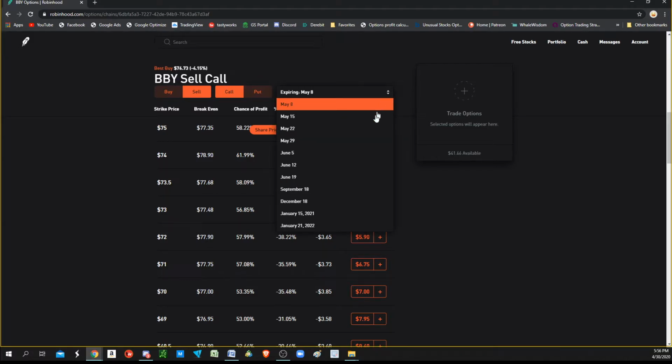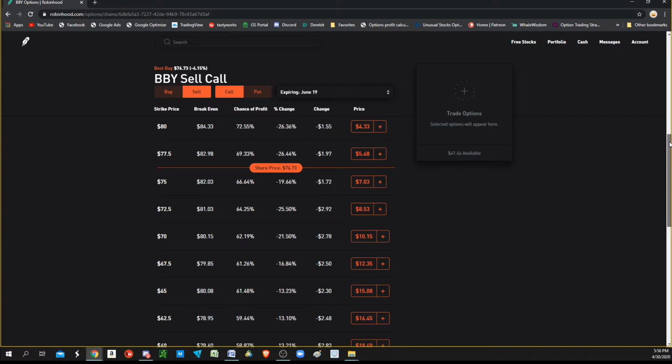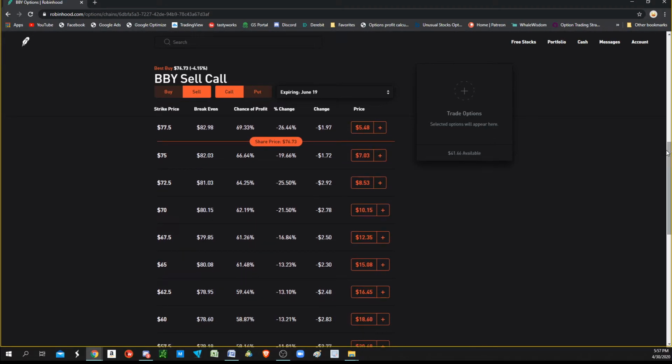Make sure to change your expirations. I usually trade 6 to 8 weeks out. Some of these small caps, Best Buy included, have had a great run. I'm not saying this is a trade for everyone to take, but it's something that I've taken on.